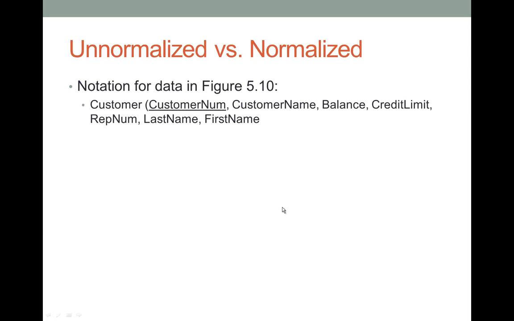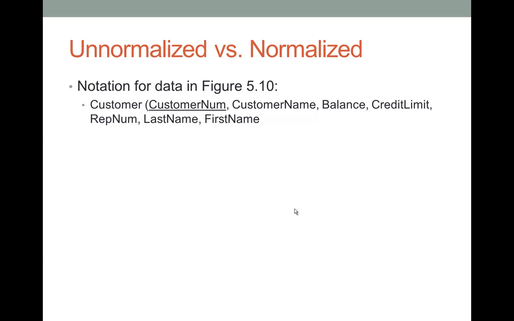So when we take a look at the actual dependencies, that's what they're doing in figure 5-11. They're trying to map out and show you that the customer number determines the customer name, determines the balance, etc., but that the rep number determines those two fields. If we took a look at the notation for figure 5-10, we'd have a customer table with customer number as the primary key.